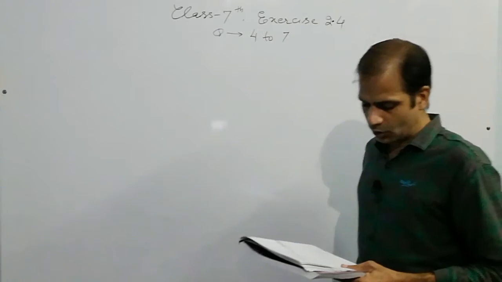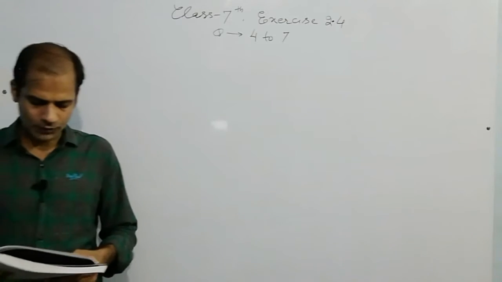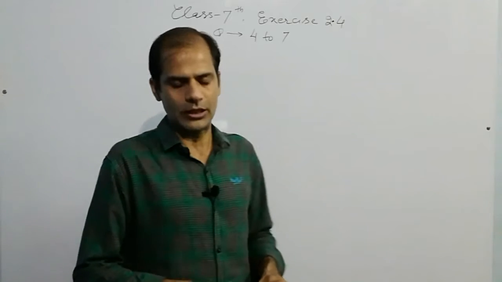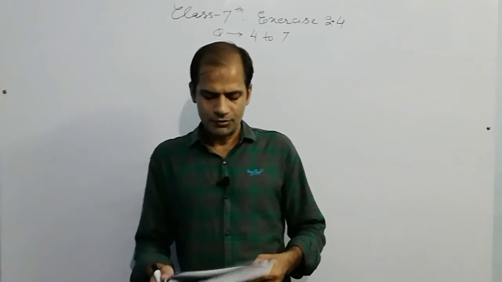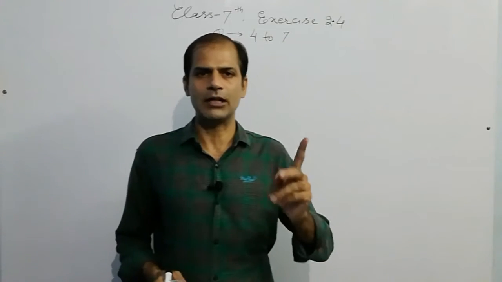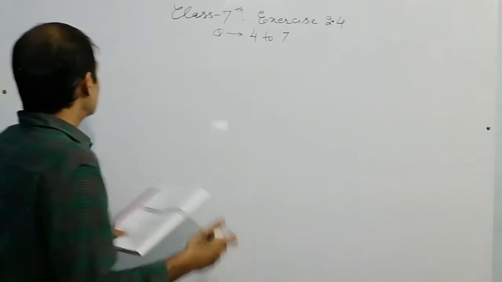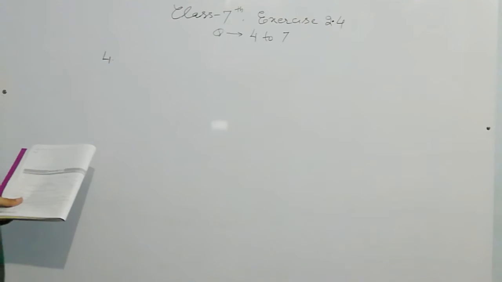Fourth question: the cost of 4 and 1/4 kg of sugar is rupees 68. Find the cost of 1 kg of sugar. As I explained, if the information of many is given and required for one, you have to perform division. Fourth question, find the cost of 1 kg sugar.